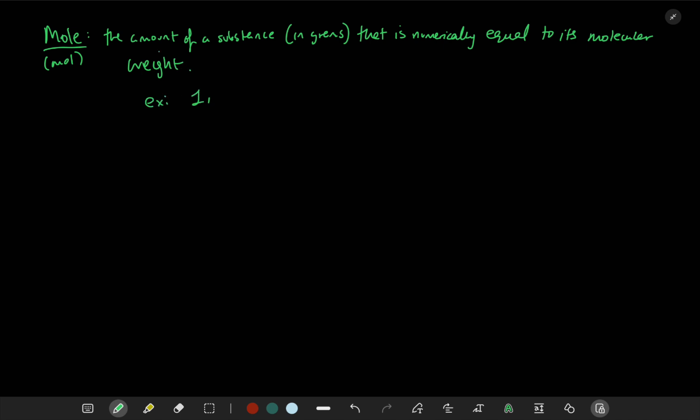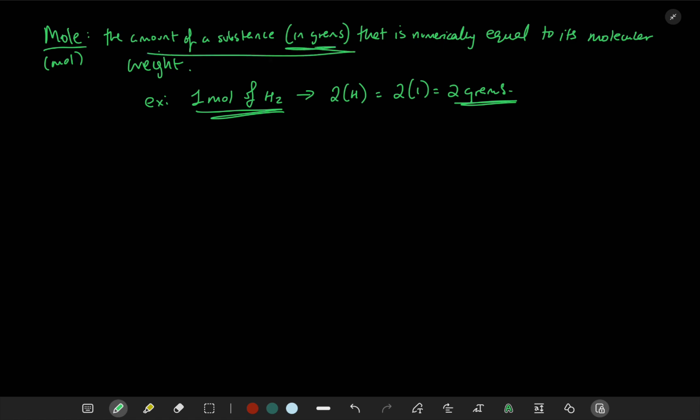Well, in 1 mole of hydrogen, the hydrogen molecule, you have two atoms of hydrogen, right? So you have two hydrogens, and each hydrogen atom weighs about 1 gram. According to the periodic table, the atomic weight of hydrogen is around 1 gram, so we'll say that. So that's 2 times 1, you have 2 grams. So 1 mole of the hydrogen molecule is equal to 2 grams. All right. So again, the mole is the amount of a substance in grams that is numerically equal to its molecular weight.